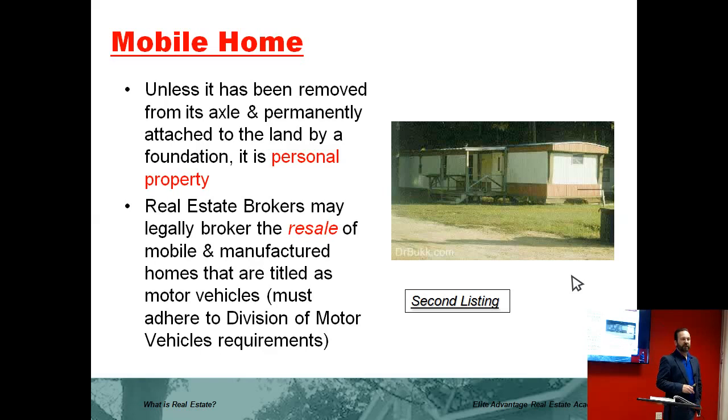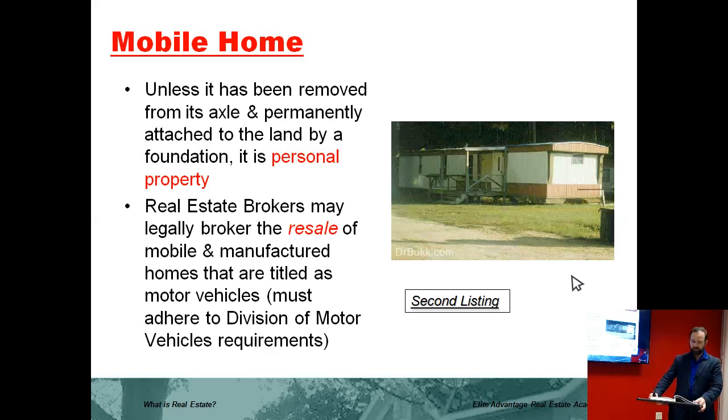Unless it has been removed from its axle and permanently attached to the land by a foundation, a mobile home is considered personal property. Okay, mobile homes are considered personal property unless they've been removed from their axle and permanently attached to the land by a foundation. This does become tricky for us, especially with financing. There are some financing companies that look at that and say, okay, well, that's a mobile home. Well, if the axle has been removed and it's permanently attached, it's now considered real property. And they will come out and determine by taking off the shroud around the bottom, the valance, and looking to see if it's been attached by straps or how it's attached.